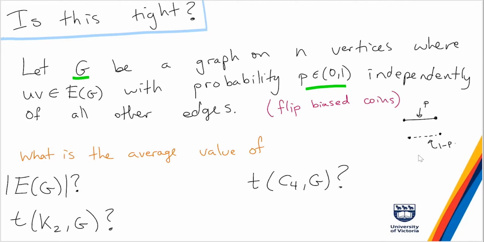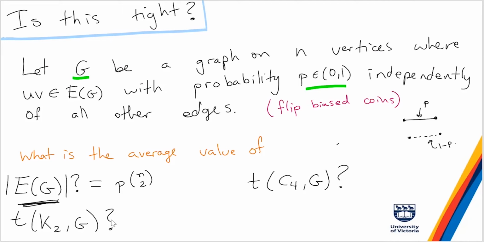If P is a half, then it's the nicest case where you just flip a coin, and with probability a half, you put an edge. With probability a half, you don't put an edge. So, this is a question for you. What's the expected value or average of the number of edges in G if G is constructed in this way? Yeah, exactly. So the average value is going to be P times n choose 2. Again, you can do this by linearity of expectation. Every edge has a probability P of coming into the graph.